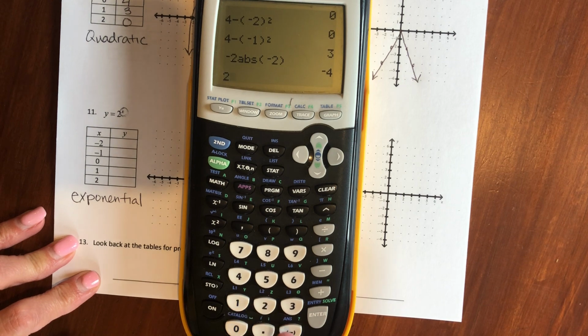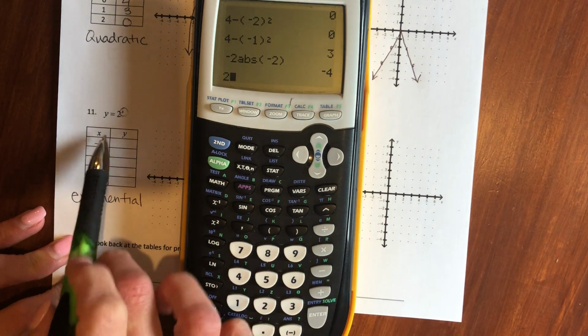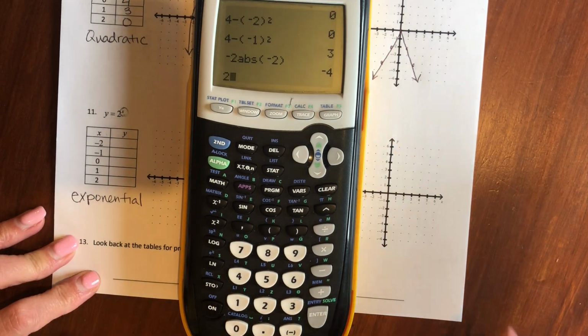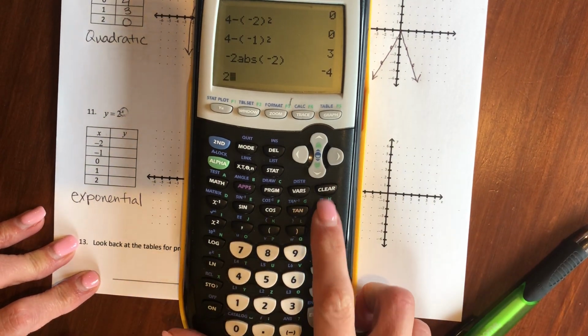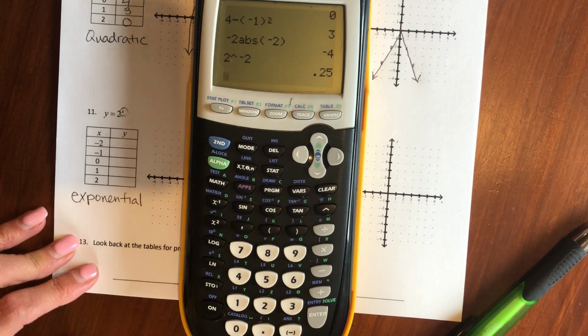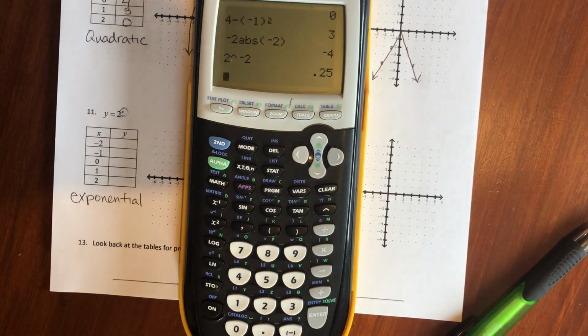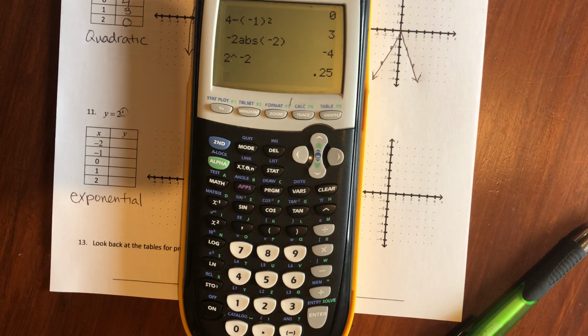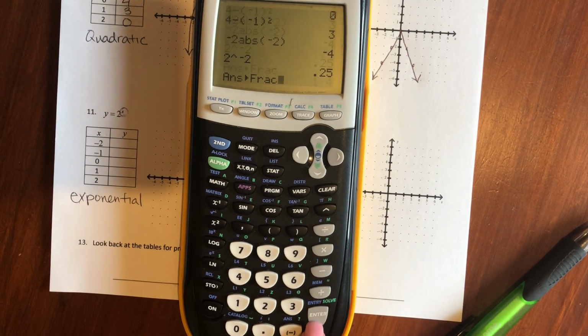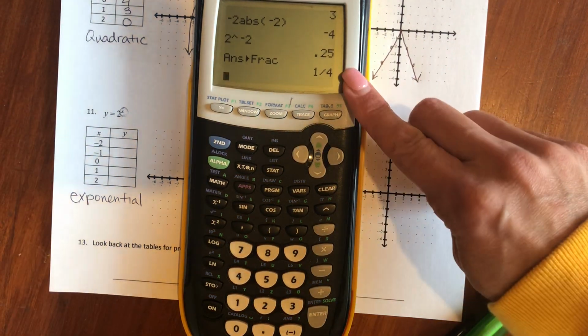So 2 to the x, or to the -2, to do that I'm going to use my caret right here, this little arrow under the clear. And then -2, enter, 0.25. I want it as a fraction, so let me show you how to do that. So you're going to go to math. See, it says fraction. So that's already highlighted there, so I'm just going to push enter and then enter again. So 0.25 is the same as 1/4.